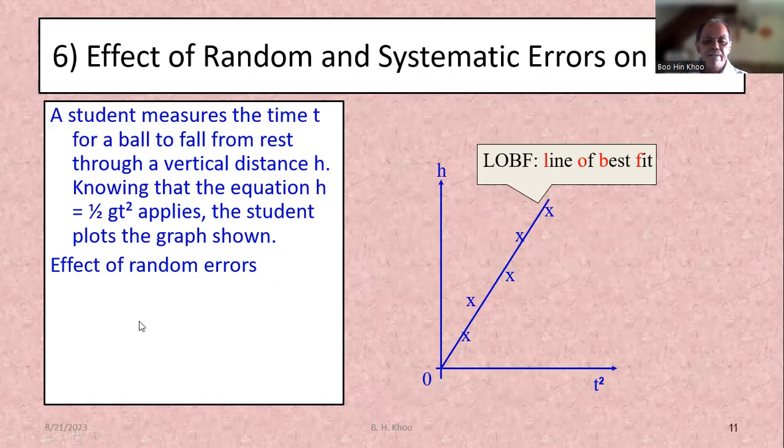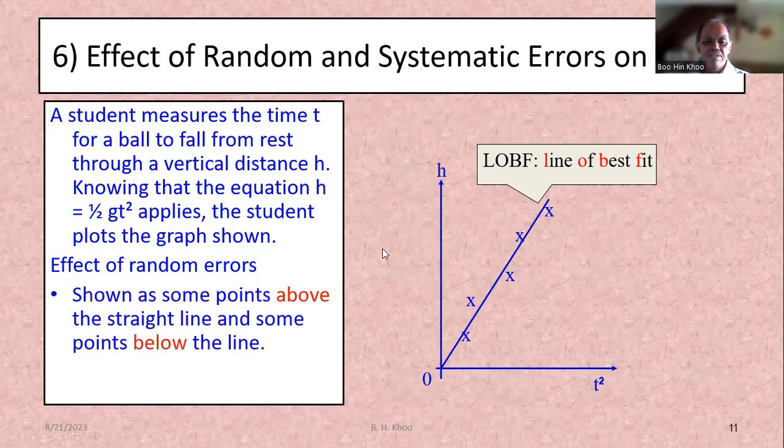So effect of random error, right? Shown by points, sometimes above, sometimes below. So that is random error. It does not affect the slope. And the line we choose will have an equal number of points above and below. So that's called the line of best fit. Right? That's a short form.